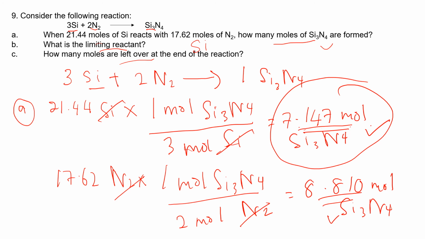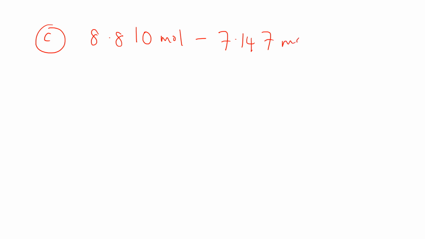Senang saja, kita ada excess reactant ini daripada nitrogen. Okay, so nilai moles of excess reactant ni kita akan tolakkan dengan moles of limiting reactant. Okay, C, tadi kita ada excess reactant kita ada 8.810 mole minus with limiting reactant tadi. Okay, moles of limiting reactant kita ada 7.147 mole. So bermakna you akan dapat 1.663 mole.